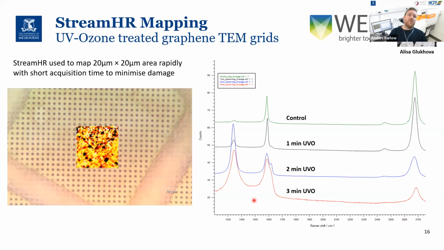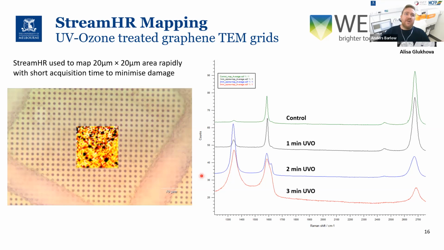And so from this, we're able to identify the optimal UV-Ozone treatment to get the amount of water absorption that she wanted from her TEM grids. And it was somewhere around this 2 to 3 minute UV-Ozone treatment here to maintain the graphene structure whilst also promoting the water absorption onto these particular grids as well.